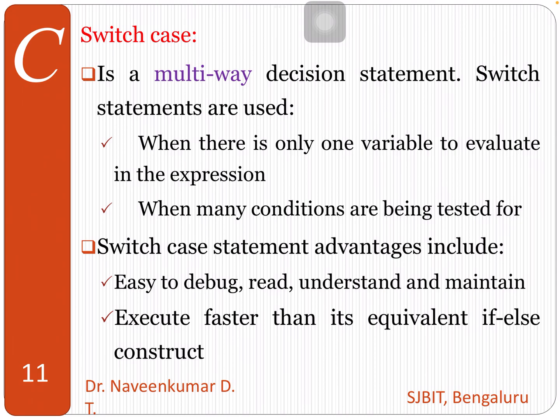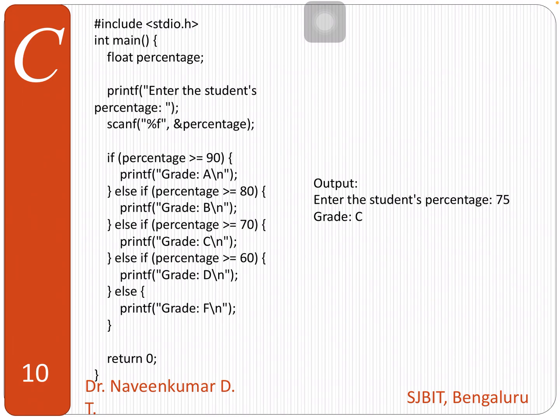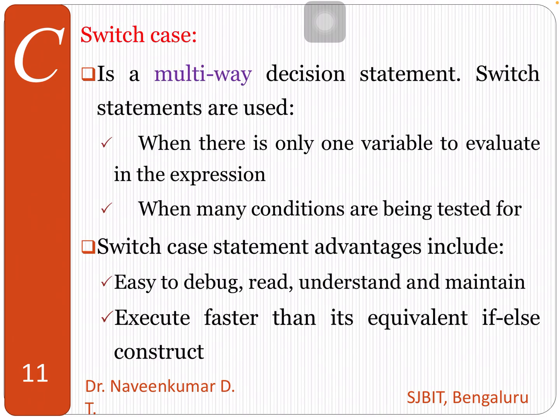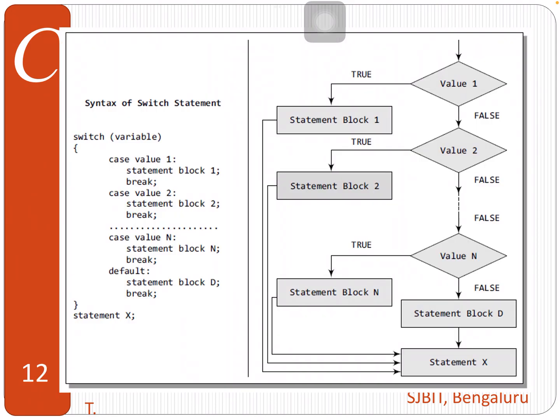There are many advantages of the switch statement. To name a few, it is easy to debug, read, understand and maintain. Also, it executes faster than its equivalent if else construct. Why? Because if else has to check each and every condition till it arrives at the correct condition, whereas in switch case it goes directly to a particular case, which we can understand with an example later, right?